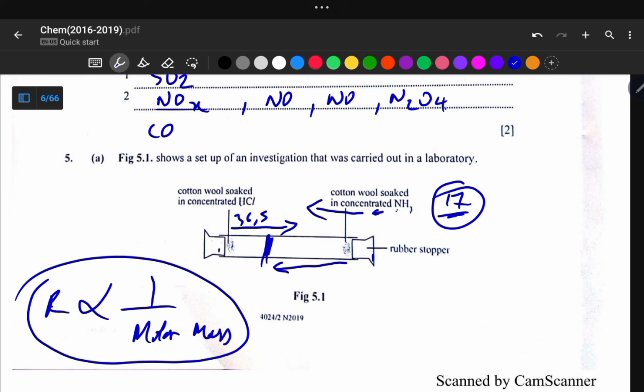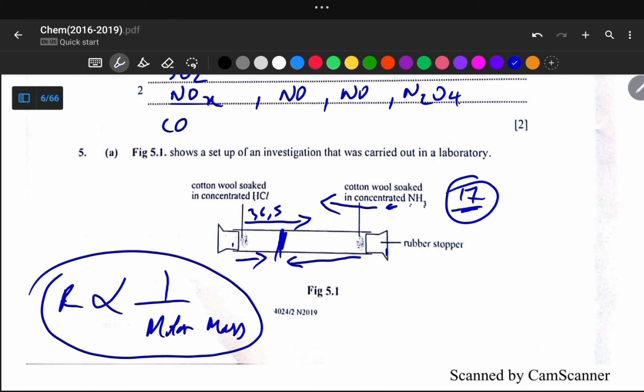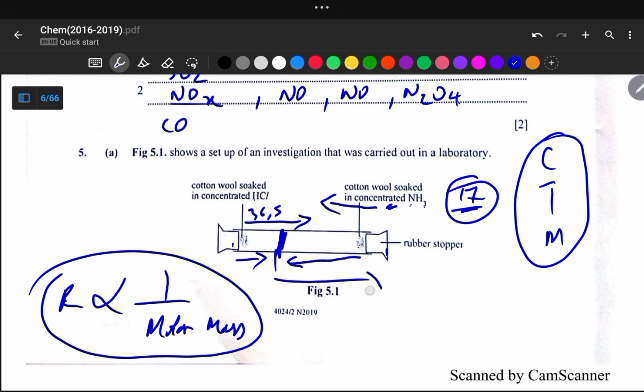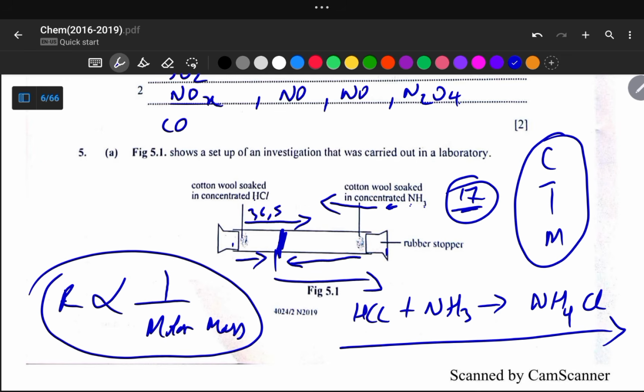And then hydrogen chloride will travel a shorter distance. Why? Because it is traveling at a slower rate. So the rate of diffusion is governed by concentration, by temperature, and by molar mass. So concentration, temperature, and molar mass. You should know these three with respect to diffusion, right? So this is the point of reaction. The two will react according to this reaction: hydrogen chloride plus ammonia to give ammonium chloride, right? So this is the equation for the reaction.